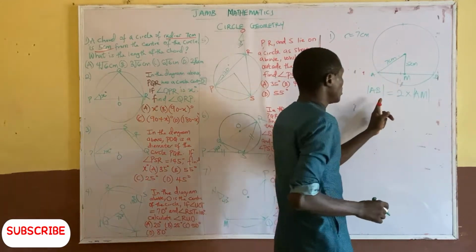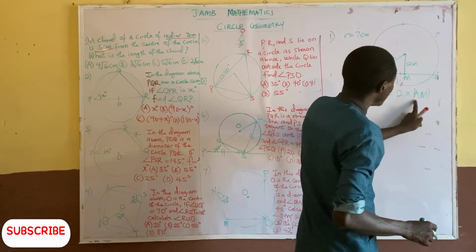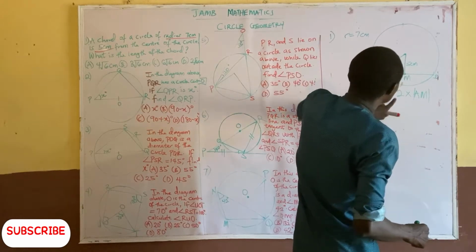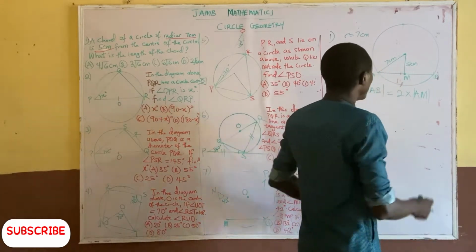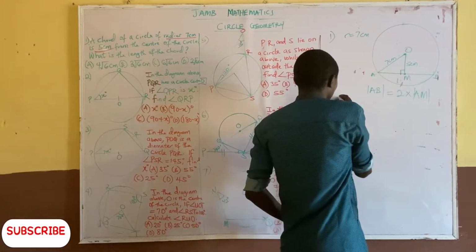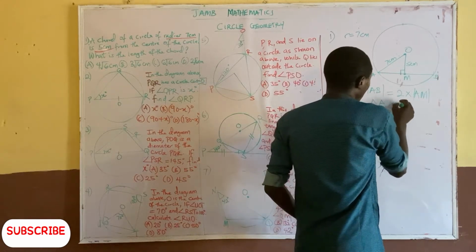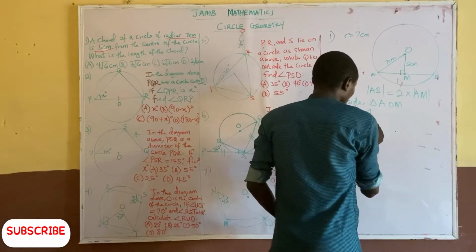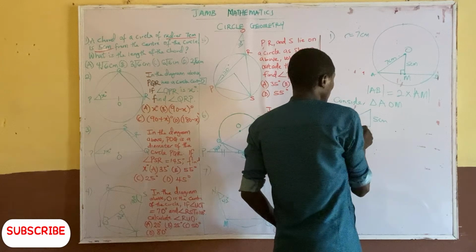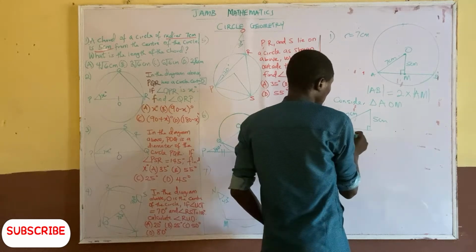line AM. So to get chord AB, we need to get AM. To get line AM, we bring out the triangle here. Consider triangle AOM. So we have a right angle triangle, with 5 cm, this radius 7 cm, and we are looking for AM.